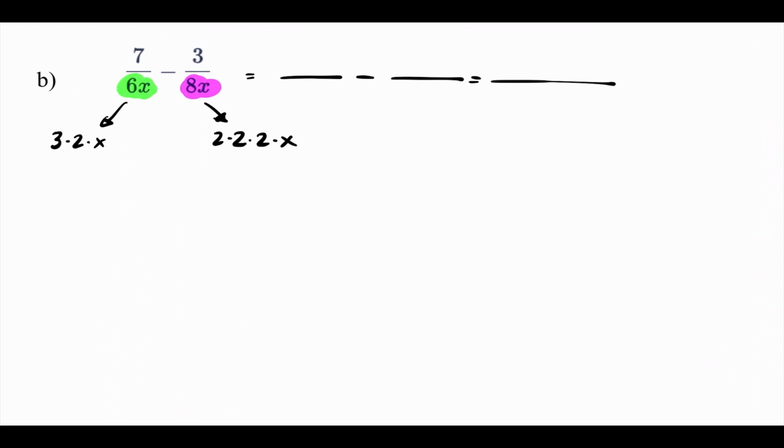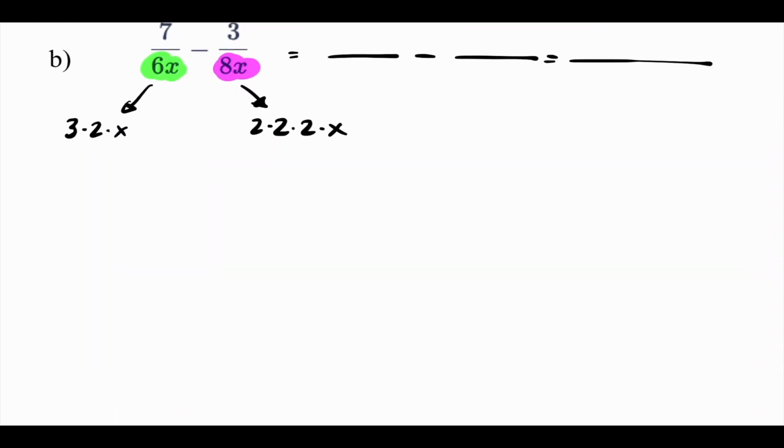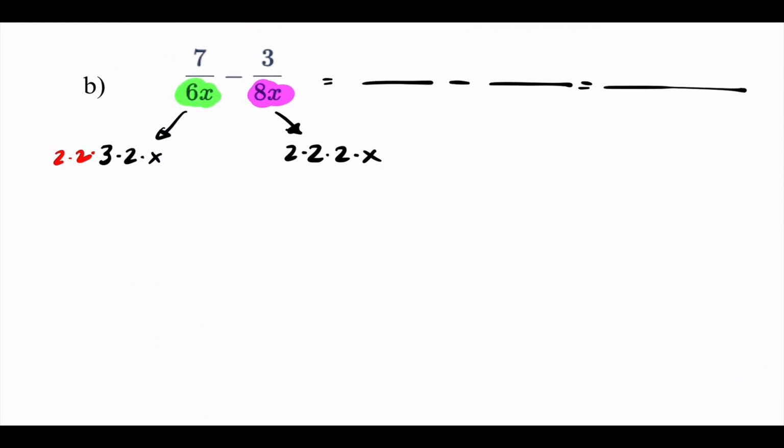So 6x you break down to 3 times 2 times x. 8x, 8 breaks down to 4 times 2, but then you got to break down the 4, so it's 2 times 2 times 2, and then times x. Okay. They're very close, but they are missing some things. The first one needs 2 more 2's. It needs 3 2's total. So 2 times 2 times 7. The second one needs a 3. Didn't have a 3.